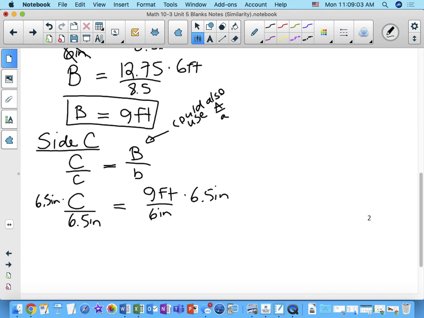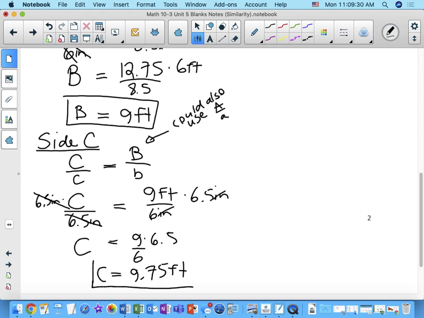Okay? So when we cancel those, and again here the inches cancel, you don't need to show me that, that's okay. As long as you answer in feet at the end of the day. This ends up being 9 times 6.5 divided by 6. And how much is that? Yep. 9.75 feet. Okay? All right, so I'm going to give you guys a couple of minutes, and what I'd like you to do is to find sides D, E, and F.